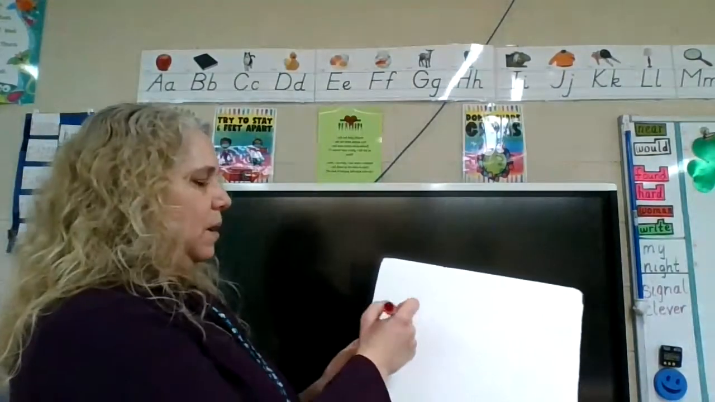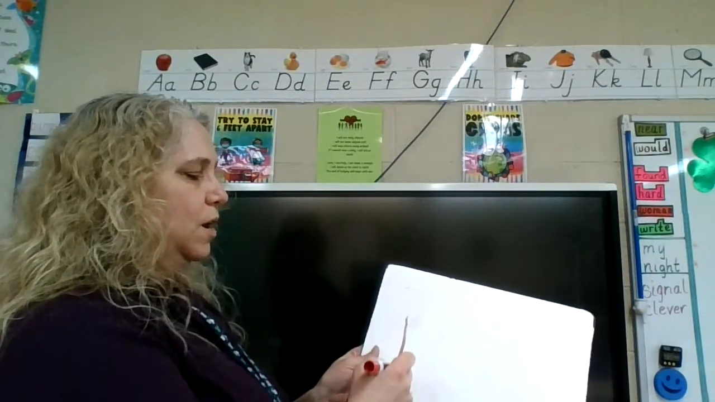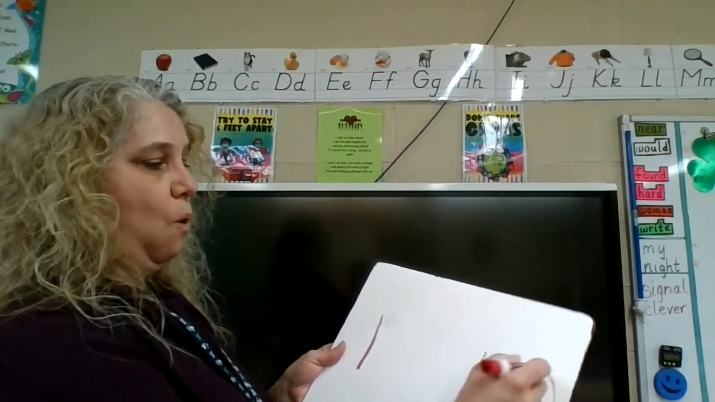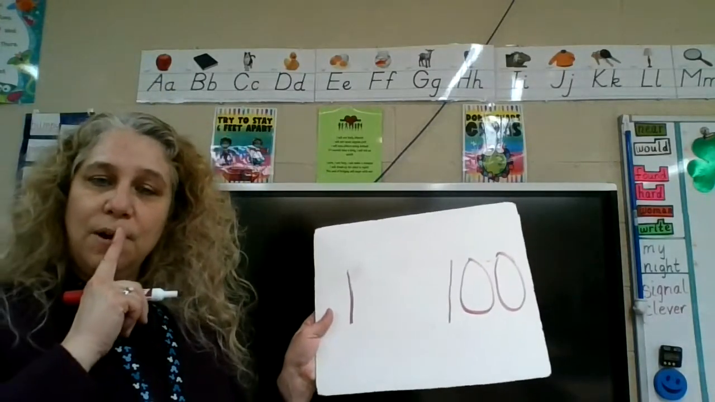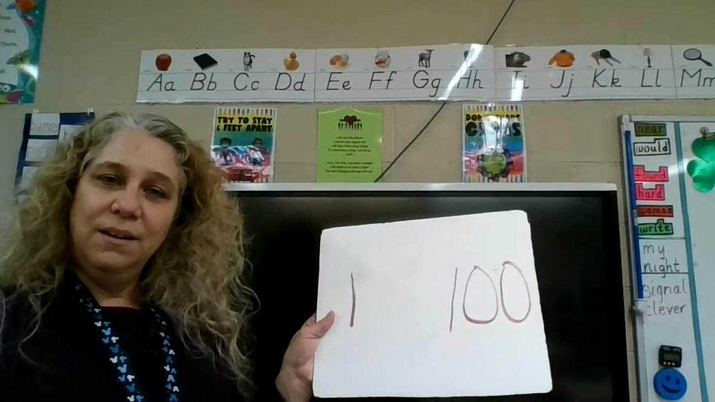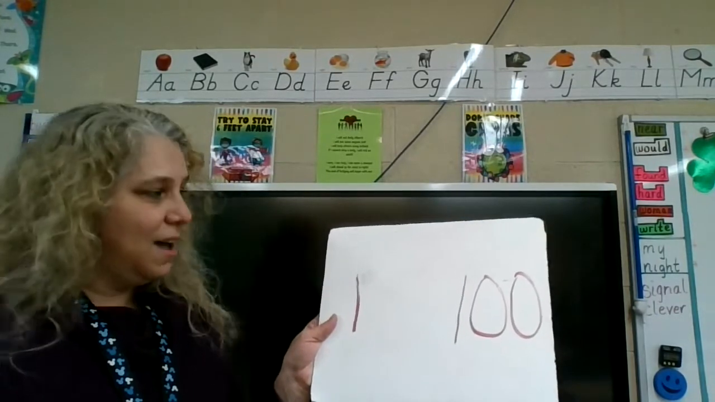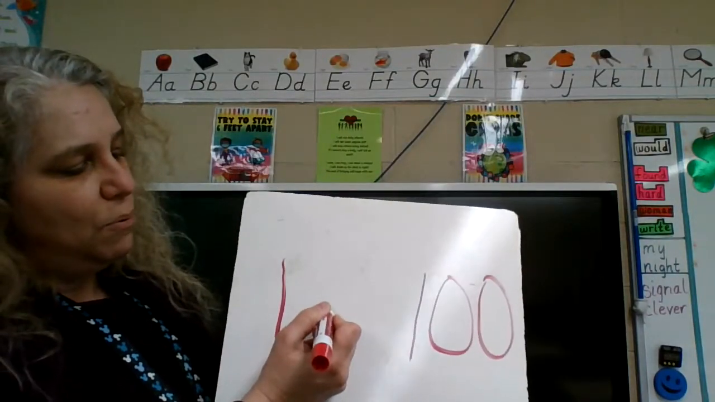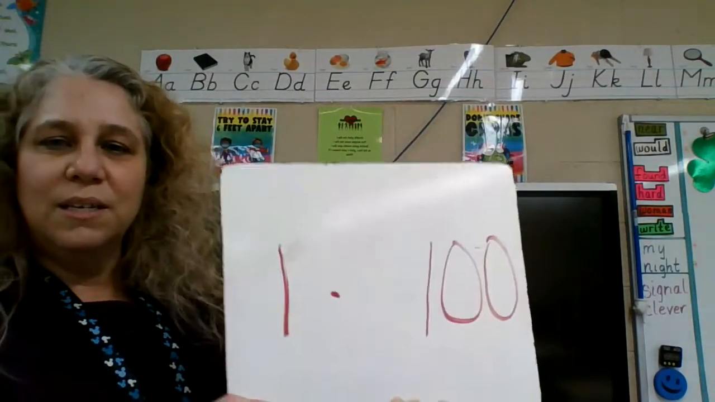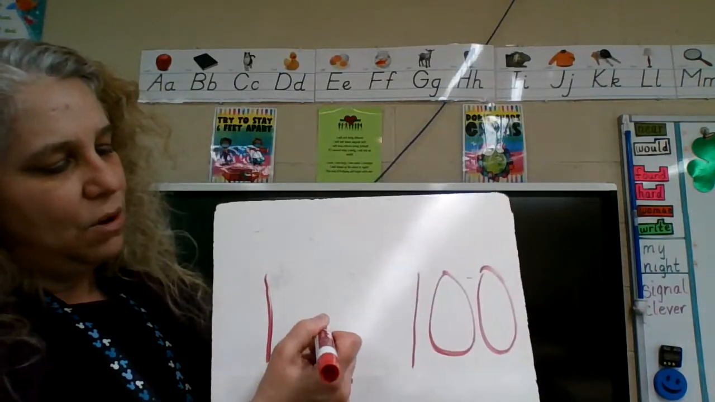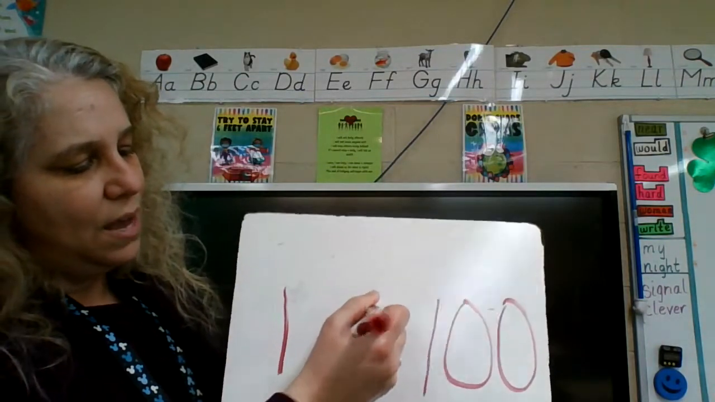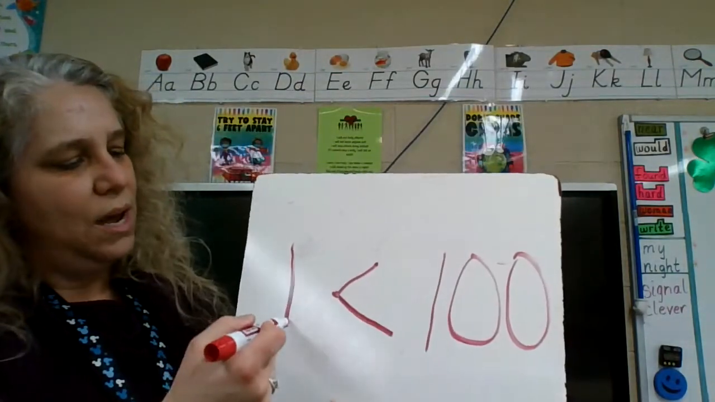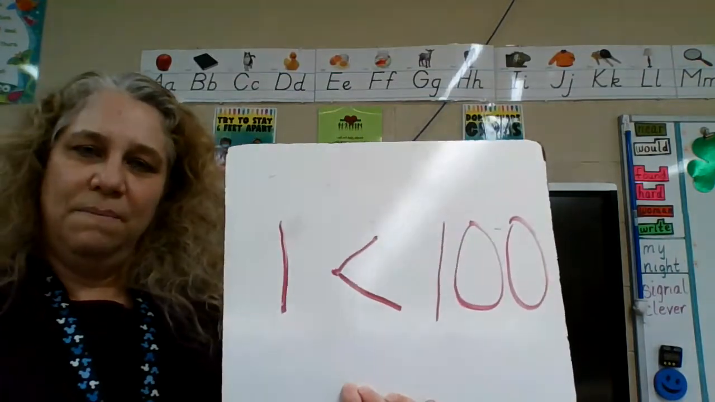So if I have 1 over here and 100 over here, wow. Which one's the greater number? What's the alligator going to want to eat? The 100, yeah. To make that symbol, to write it, I'm going to put a little point by the 1 because that's going to be the small side. And I'm going to go that way and that way. He's going to eat that because 1 is less than 100.